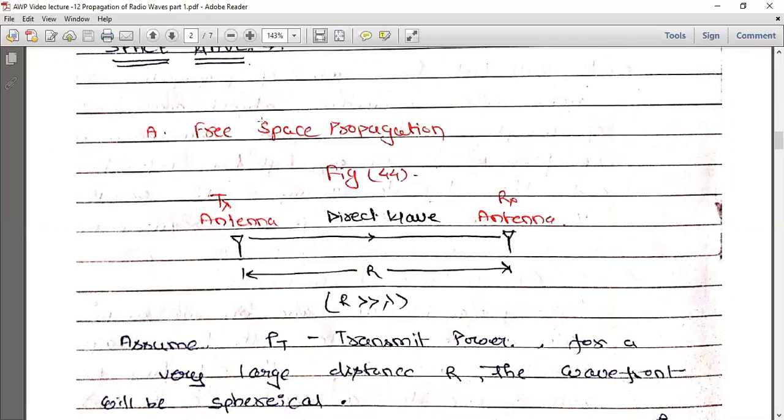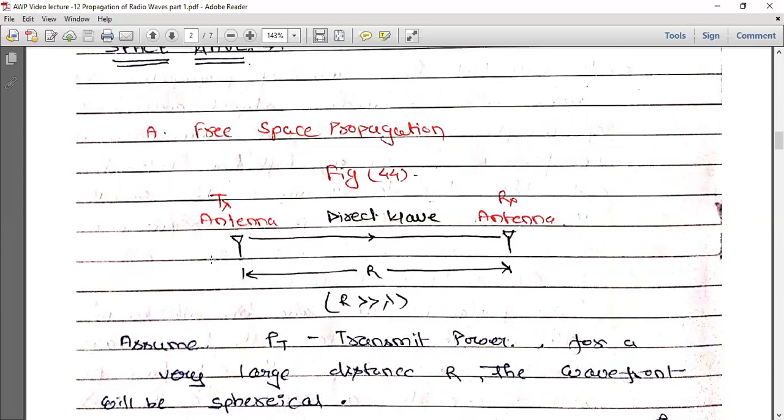So here we have a transmitting antenna TX and a receiving antenna RX. The distance between them is capital R, and this R is very, very large as compared to lambda. We consider this RX to be in the far field of the transmitter itself. Suppose the transmitter antenna TX is sending some power. Suppose PT is the power transmitted by the antenna, and PR will be the power received at this receiver.